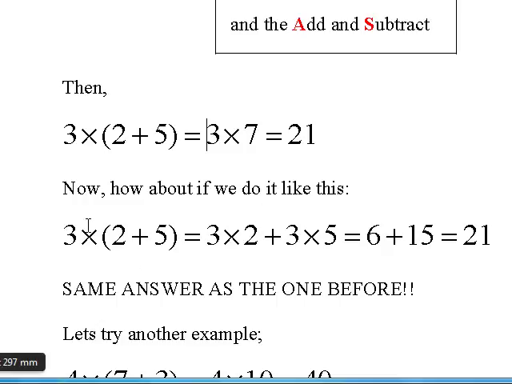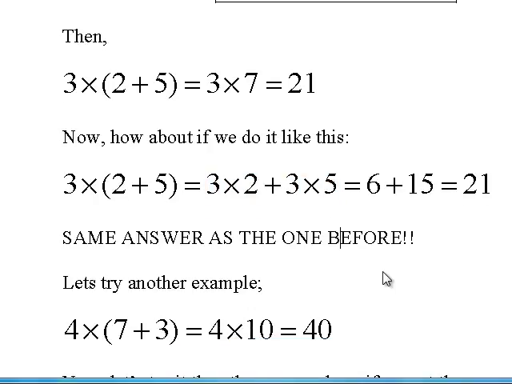But how about if we do it like this? 3 times 2, then plus 3 times 5. 3 times 2 is 6. 3 times 5 is 15. And 6 plus 15 is 21. So we have the same answer, but this is a different way of doing this.